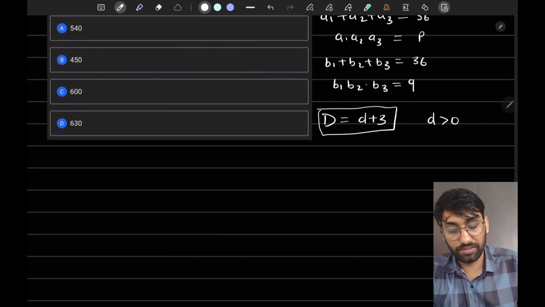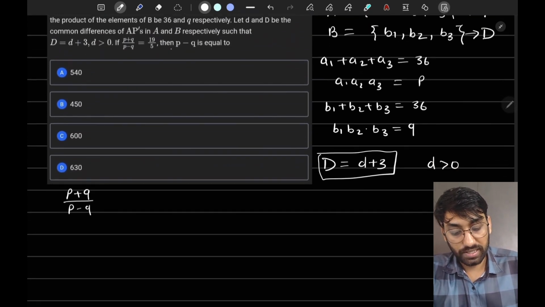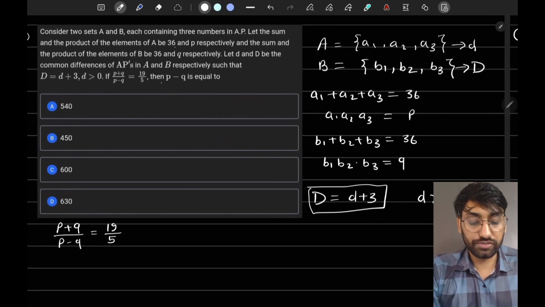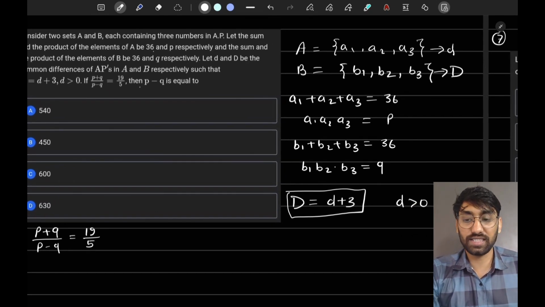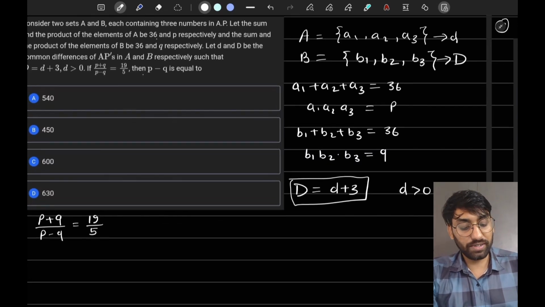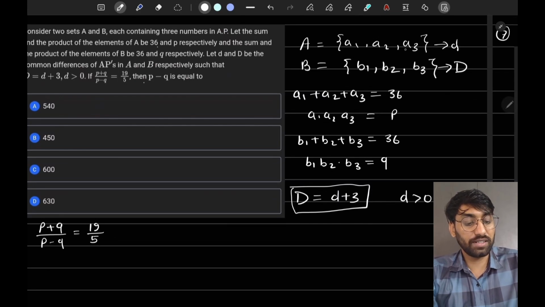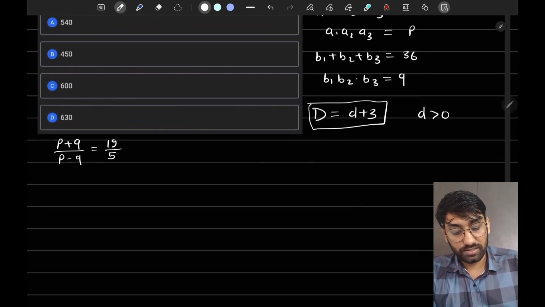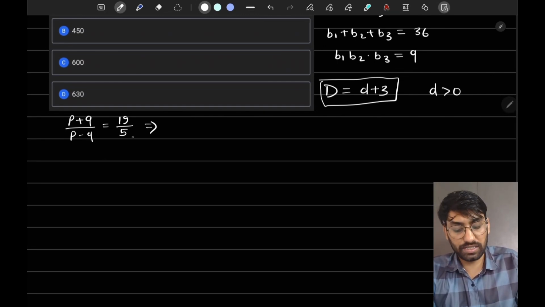So lastly, one piece of information they have given is (P plus Q) upon (P minus Q) equal to 19 by 5. Based on this, I need to find the value of P and Q. For that, what is necessary? If somehow I am able to find the value of A1, A2, A3 and B1, B2, B3. But before that, I will solve this P plus Q upon P minus Q equal to 19 by 5.